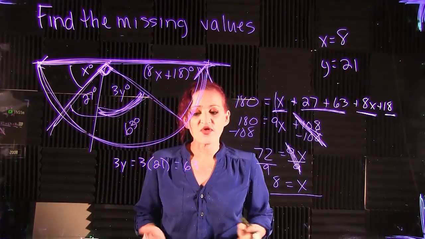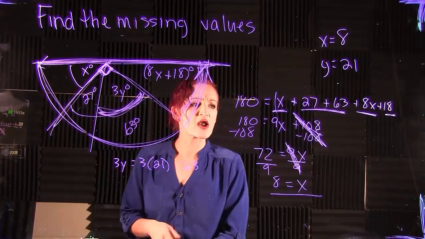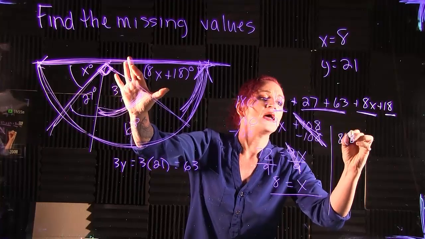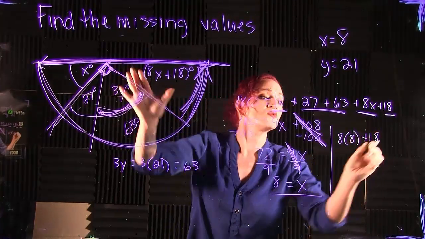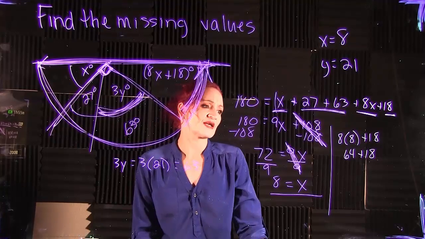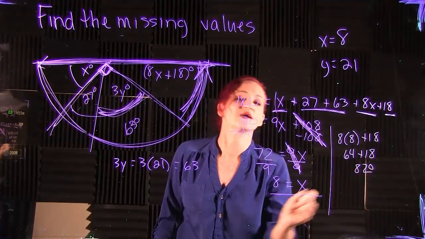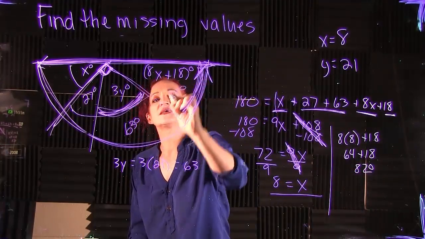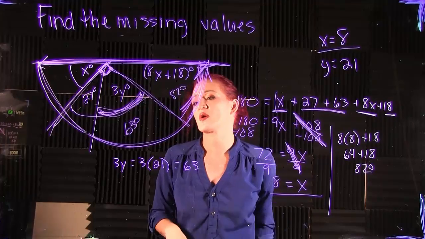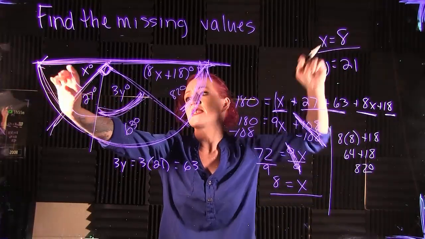The only other thing left to figure out is the actual angle measure of this one right over here. We can figure that out real quickly. We know that this is 8x plus 18. If we plug in 8 for x, 8 times 8 is 64, and 64 plus 18 gives us 82 for that angle measure. So we know that this one is 82 degrees, knowing that x is 8. Again, 3y, where we knew y is 21, is 63. This one was already labeled 27. This one over here is merely an x, which is 8.